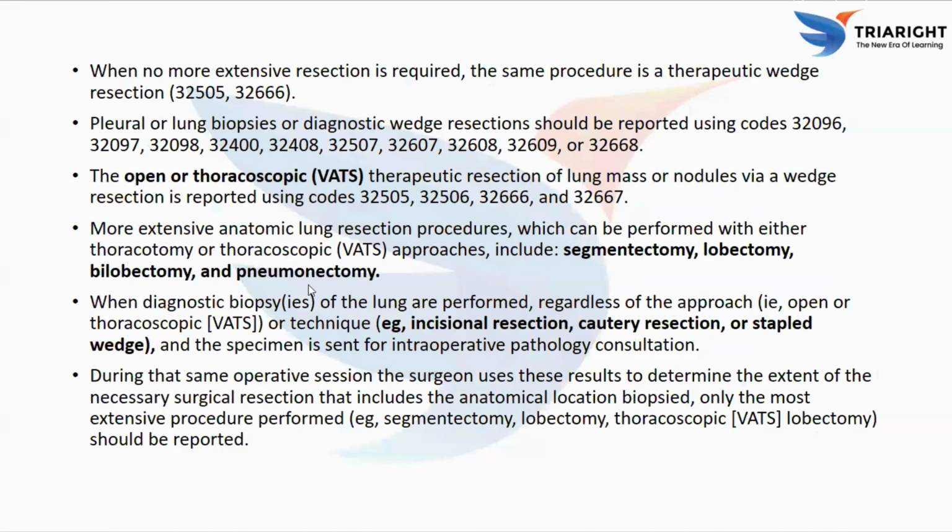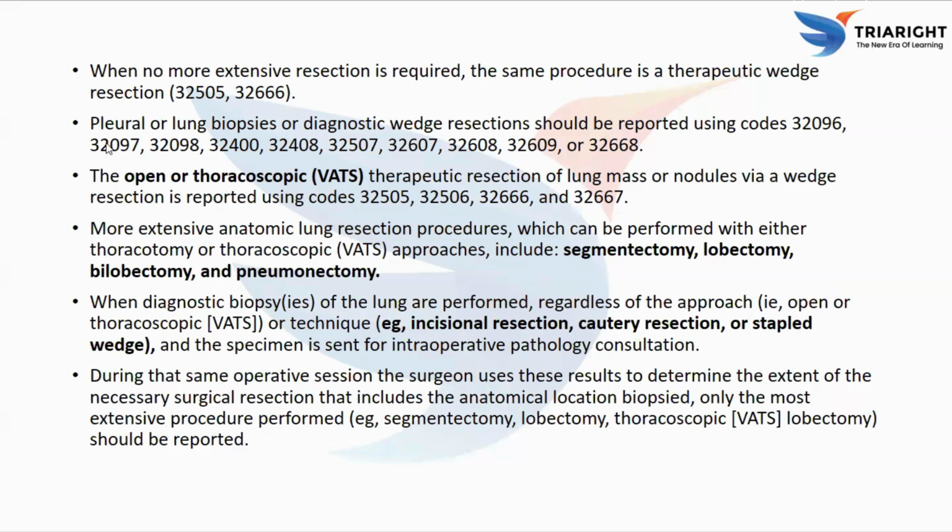So when is a wedge resection therapeutic? A wedge resection removes the lung lesion plus surrounding normal tissue, with intent to treat but not just diagnose. In this wedge resection, margins were evaluated and no further lung tissue removal is necessary. So what are the CPT codes for therapeutic wedge resection? 32505, which is an open approach, and 32666, which is a VATS approach. Even if pathology confirms malignancy, if no further resection is done, the wedge remains therapeutic.